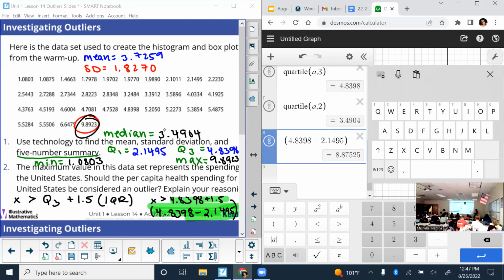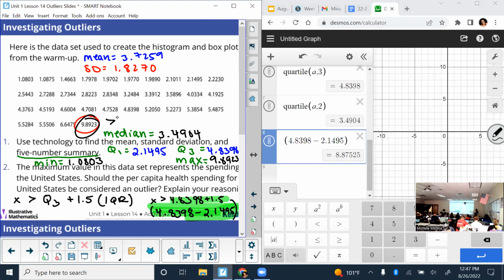Is this number, so the number we're typing, is this number less than the 9.8923? Yes. Let me word it differently. Is 9.8923 greater than 8.8753? So is the 9.8923 an outlier? Yes or no? Yes, this is an outlier.